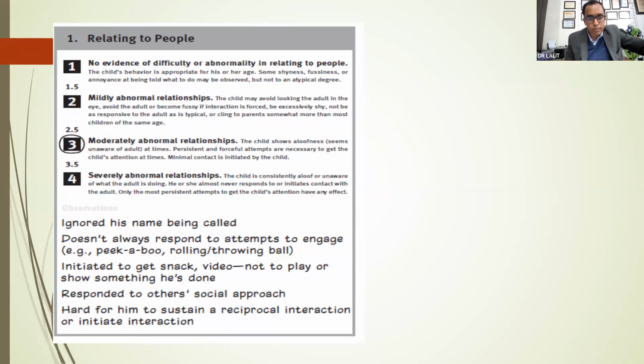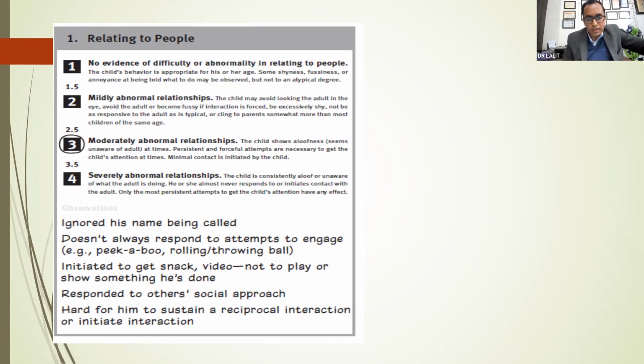So what does this moderately abnormal relationship say? The child shows aloofness, seems unaware of the adult. Persistent and forceful attempts are necessary to get the child's attention at times. Exactly. In this case, the child was requiring persistent efforts. That means we need to give him persistent reinforcers in order to gain his attention. Although he started initiating on his own, he was not able to maintain that reciprocal interaction. Those things clearly indicate that the child comes under the category of moderately abnormal relationship. So for relating to people, the score of 3 is given to this child.